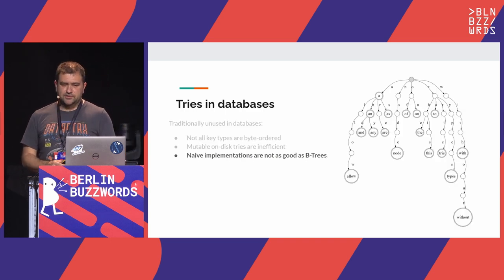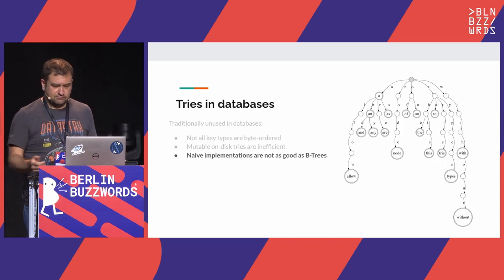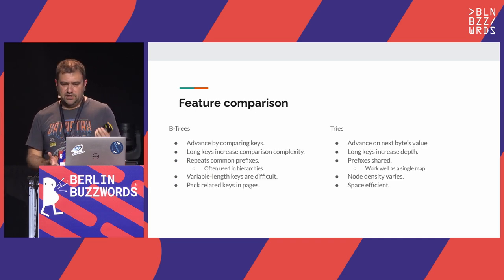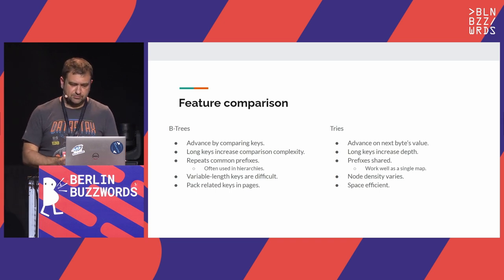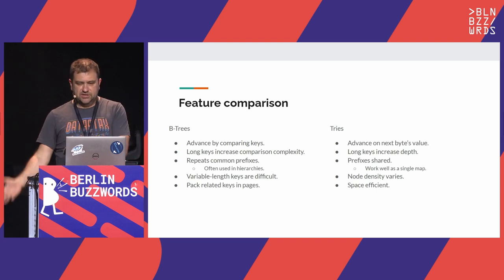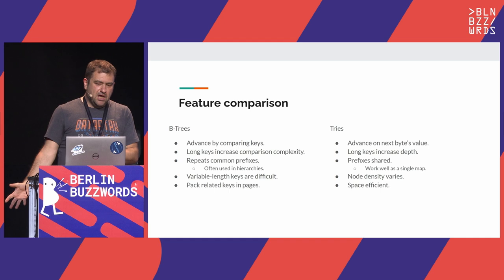What about the third part? Not as good as B-trees. And here's an example of why you would think that tries are not as efficient as B-trees. Now, B-trees advance by comparing keys, while tries advance by the next byte.